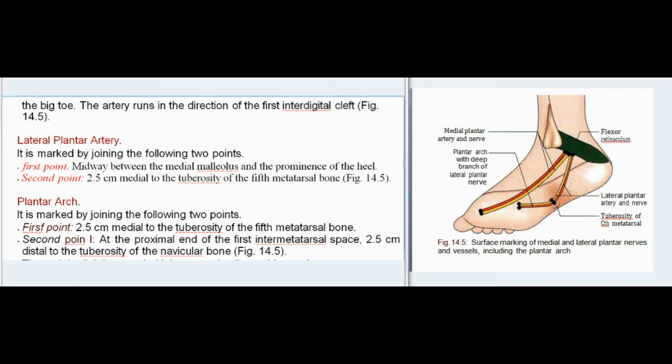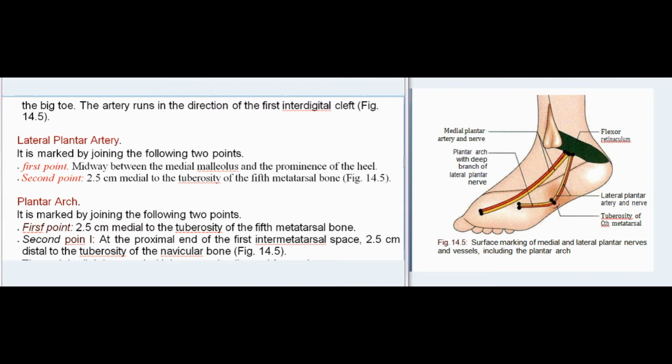Lateral plantar artery. It is marked by joining the following 2 points. First point, midway between the medial malleolus and the prominence of the heel. Second point, 2.5 cm medial to the tuberosity of the fifth metatarsal bone, Fig 14.5.